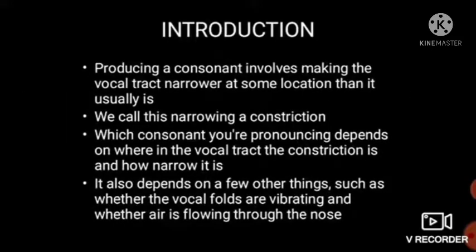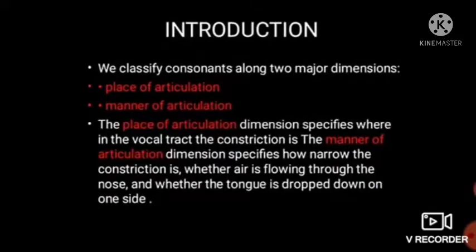Introduction. Producing a consonant involves making the vocal tract narrower at some location than it usually is. We call this narrowing a constriction. Which consonant you are pronouncing depends on where in the vocal tract that constriction is and how narrow it is. It also depends on a few other things such as whether the vocal folds are vibrating and whether air is flowing through the nose. We classify consonants along two major dimensions.